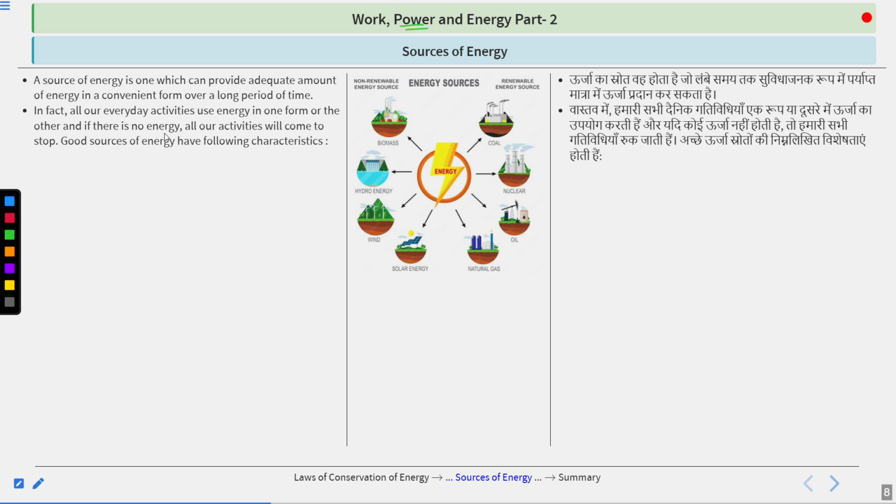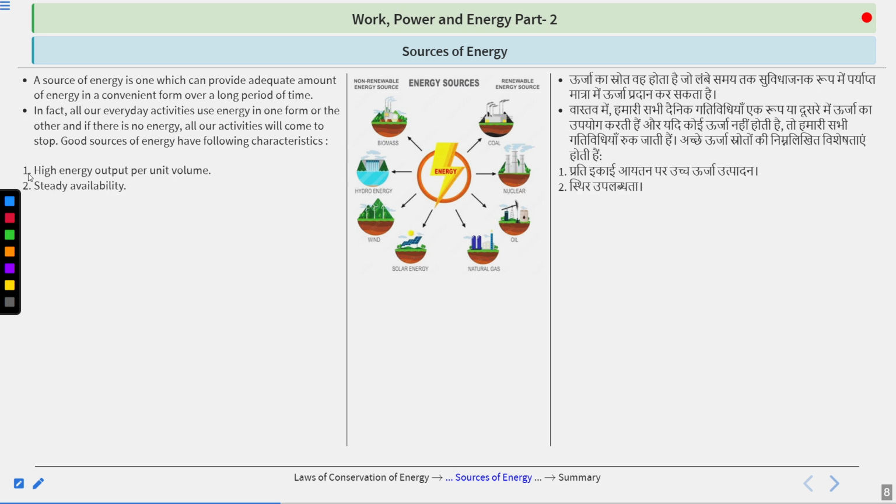Okay. So basically, good sources of energy have the following characteristics. By following which characteristics could we say that this particular source is a good source, and that particular source is not a good source? So, for a good source of energy, the first criterion is high energy output per unit volume. If we consider per unit volume, the energy output that we receive from the source is higher.